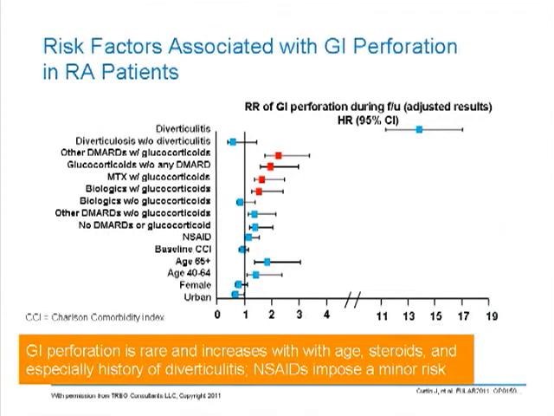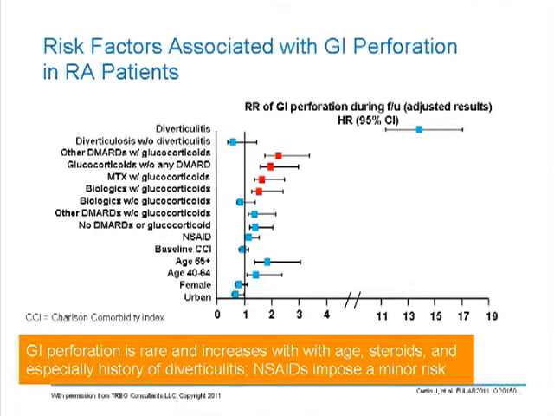All right, what about other clinical tidbits from EULAR 2011? So we think about risk factors associated with GI perforation in RA patients. If we were talking 20 years ago, 30 years ago, we'd be talking about NSAIDs. If we're talking about the new biologics, we'd be talking about Actemra, GI perforation seen slightly more commonly with Actemra than with other biologics.